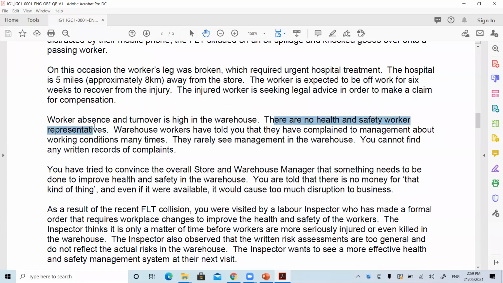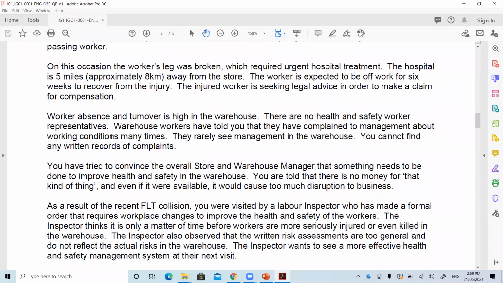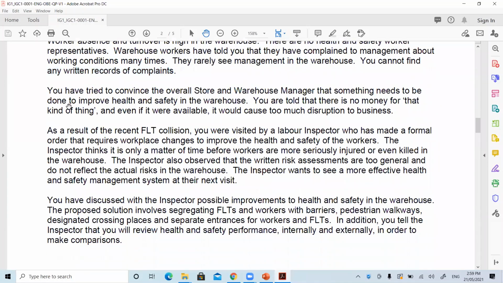There are no health and safety worker representatives. Warehouse workers have told you that they have complained to the management about working conditions many times. They rarely see the management in the warehouse, and you cannot find any written record of complaints. So here's another problem. Their complaints are not being addressed because the management is never seen in the warehouse, and you can't find any written records of the complaints either.